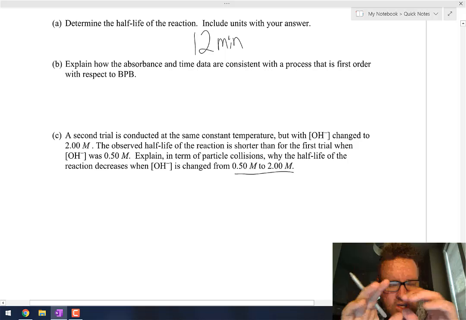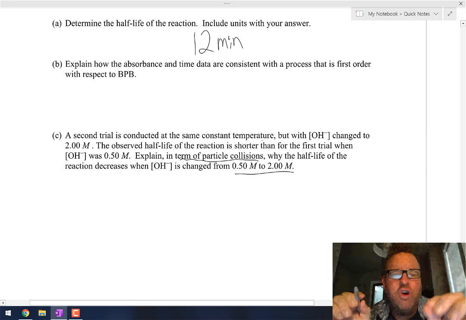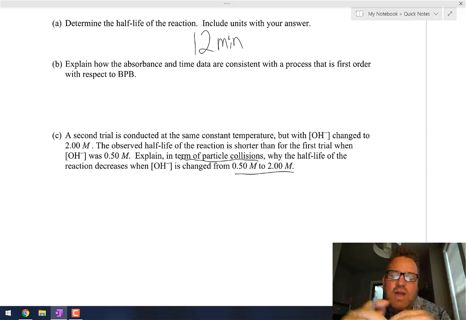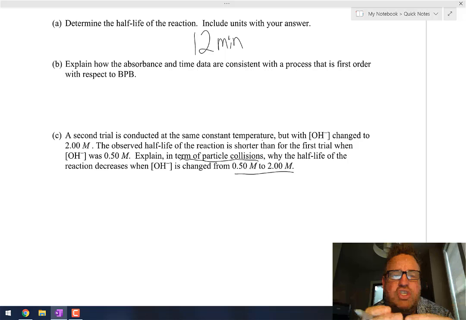So, now, in terms of explaining it, that's why they put this: explain in terms of particle collisions why the half-life of the reaction decreases when the concentration is increased. Okay, because when the concentration of OH minus increases, the number of collisions also increases, and that causes the reaction to go faster. I think if you mention how it's a catalyst, because the more particles of a catalyst there are, the faster the reaction can go.